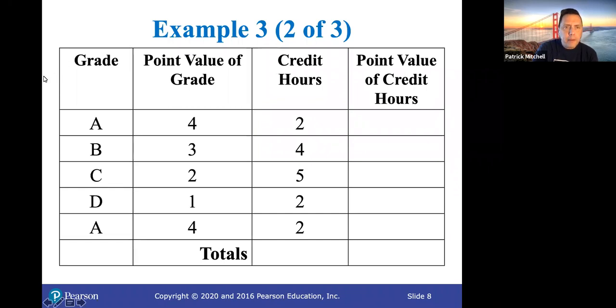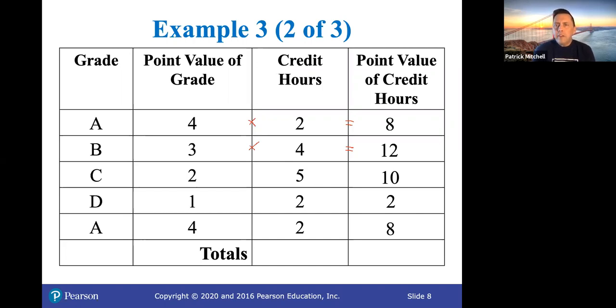So let me bring my pen up here. So for example, in this first row, you're going to do 4 times 2 equals, and I'm going to put an 8 over here. And then I'm going to do the same thing times 4, and that's going to come out to 12. So when I click on this, there's the 8 for the first class, there's the 12 for the second class, the rest of them are going to be 10, 2, and 8.